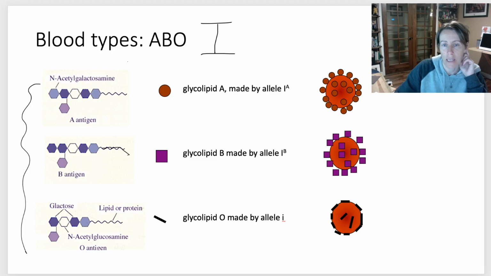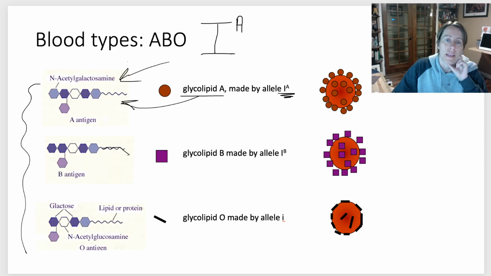All right, the I gene, we give it the letter I. And the ability to make the A glycolipid, we say is this allele, IA. This allows you to make this molecule. So here we say glycolipid A, which is right here, is made by this allele, capital IA.